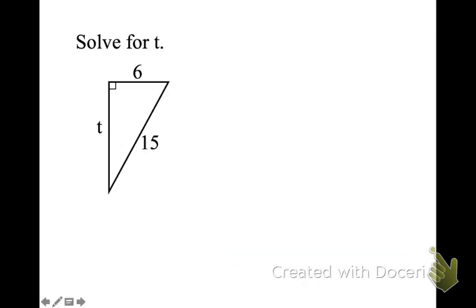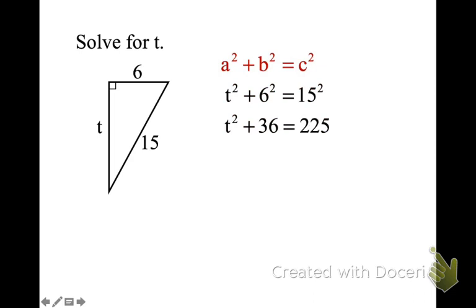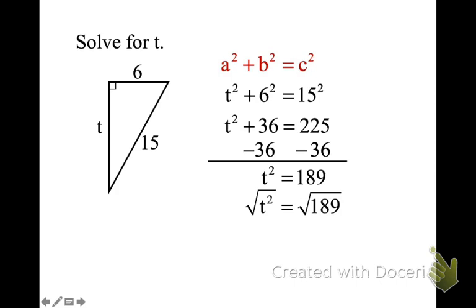All right, let's try the next one. This one's a little bit different. Can you guess why? That's right. I knew you were thinking that. They gave us the hypotenuse, okay? So this time I'm substituting in 15 for the c, and then we're going to just solve it like a regular equation. t squared plus 36 equals 225. Subtract 36. I get t squared equals 189. Take the root of t squared.